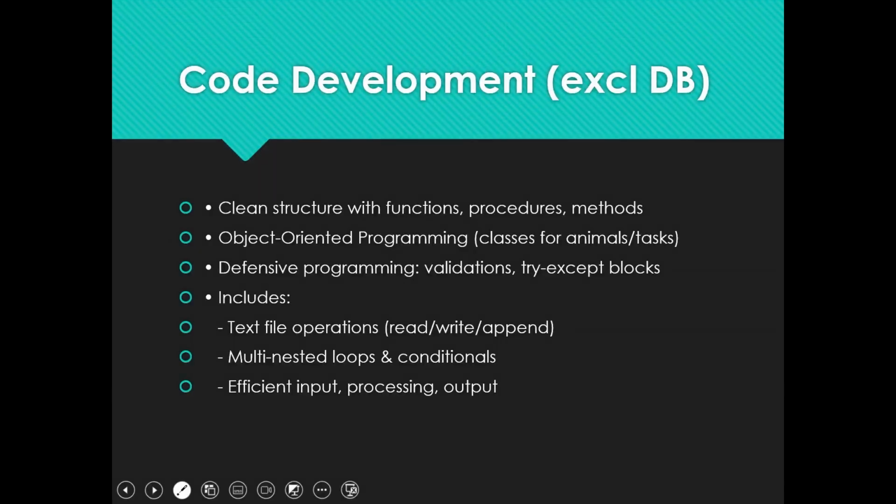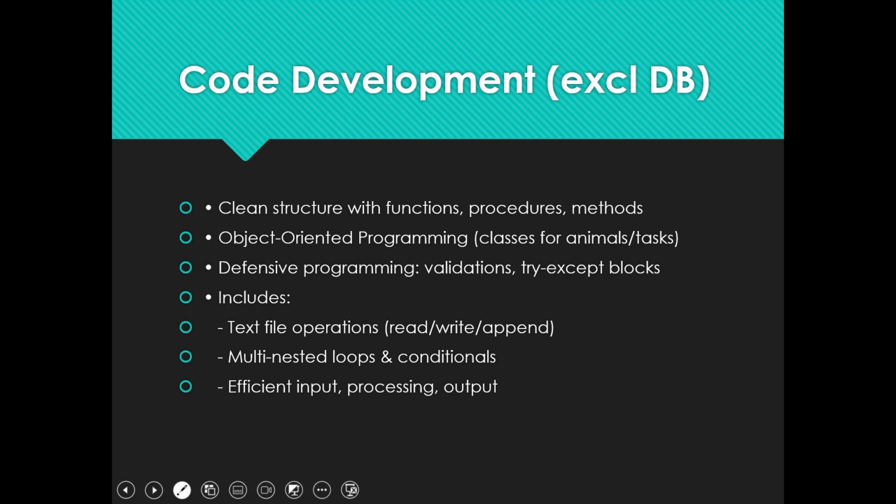Code development excluding databases. Make sure that you have got a clean structure with functions, procedures, and methods. You have done different methods and procedures. Make sure that you use object-oriented programming, OOP, using classes and objects. Also do defensive programming. Do validation; things like try except blocks need to be there. Remember, you're trying to make sure that your program is as correct as possible. So validation is very important.